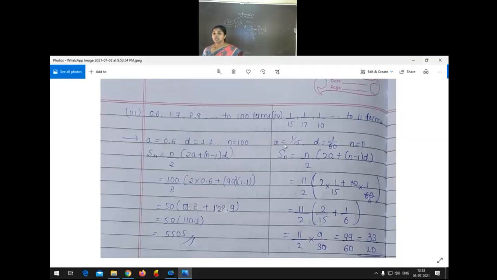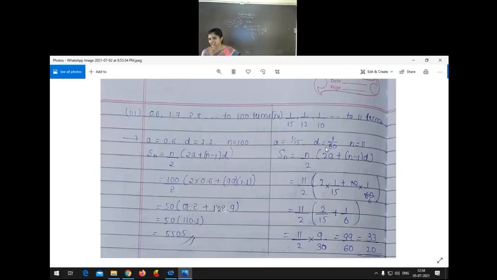Okay. Now a is equal to 1 by 15. First term is very clear. 1 by 15. Now, the difference here is 1 by 60. Is it 1 by 60, students, the difference? I need the explanation for this. How? 1 by 12 minus 1 by 15. Immediately we got 1 by 60 as the difference. How is it possible?